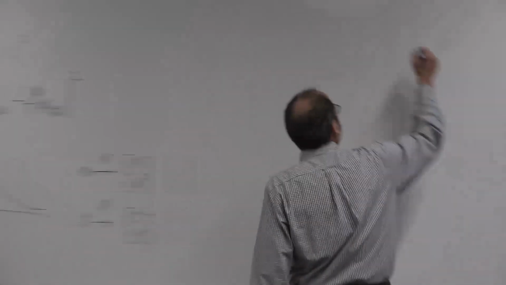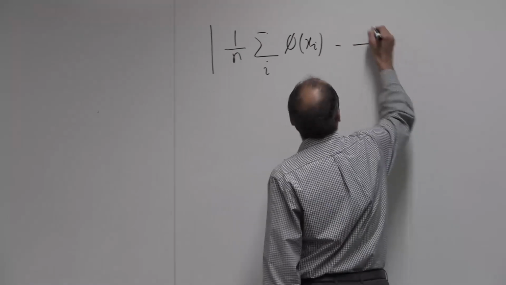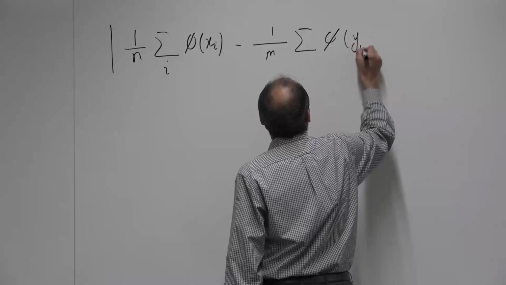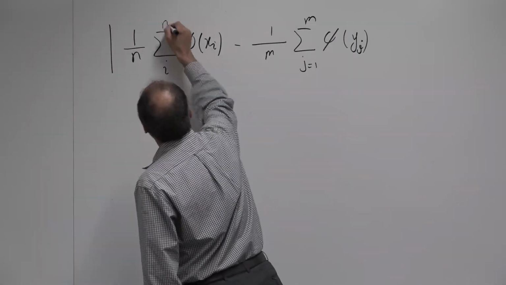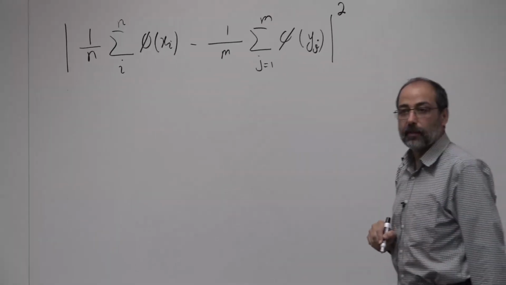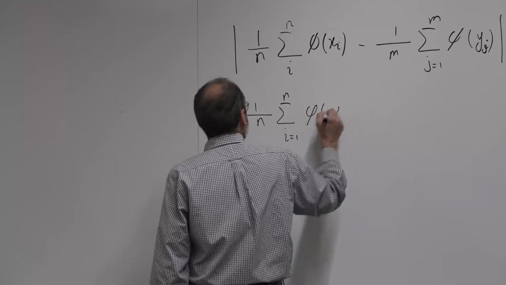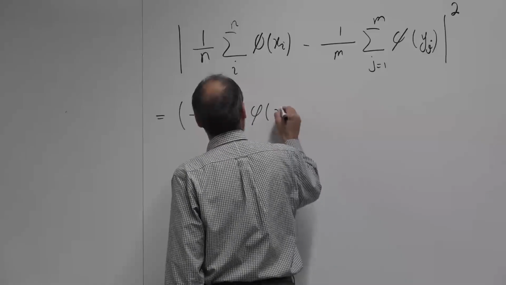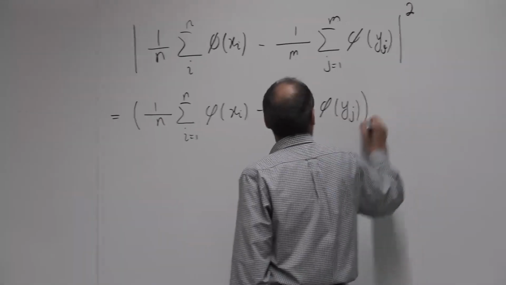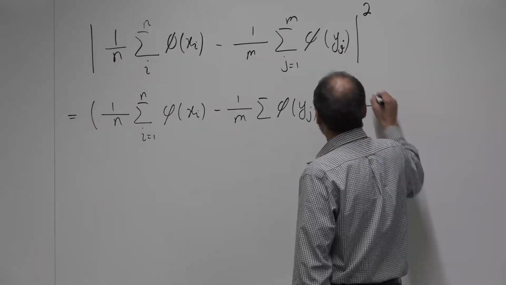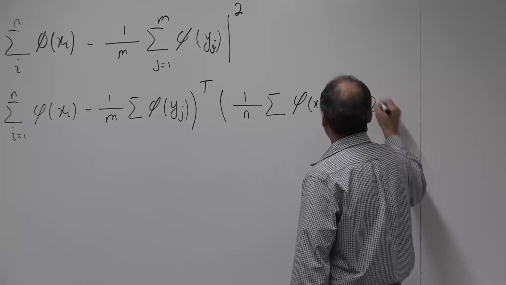Suppose that I want to compute this quantity, and these are the definitions of these two means. So basically what I need to measure is the squared norm of 1 over n sigma over i of phi of x_i minus 1 over m sigma over j of phi of y_j. I can write it as the transpose of 1 over n sigma i equals 1 to n of phi of x_i minus 1 over m sigma of phi of y_j, times 1 over n sigma of phi of x_i minus 1 over m sigma of phi of y_j.